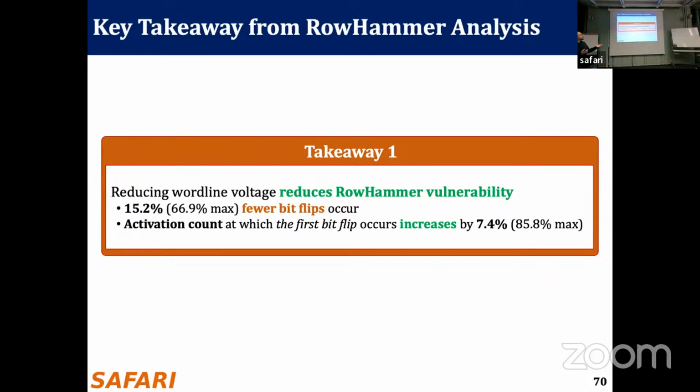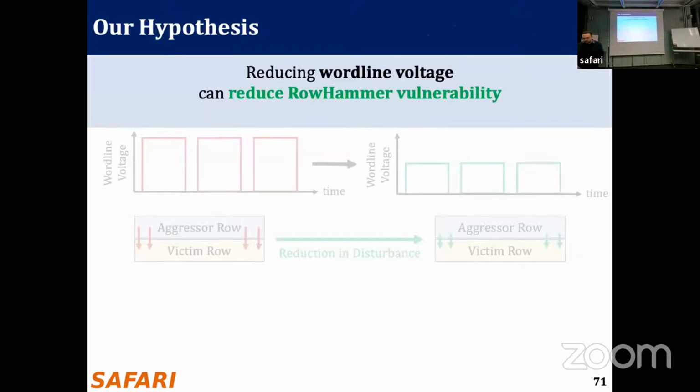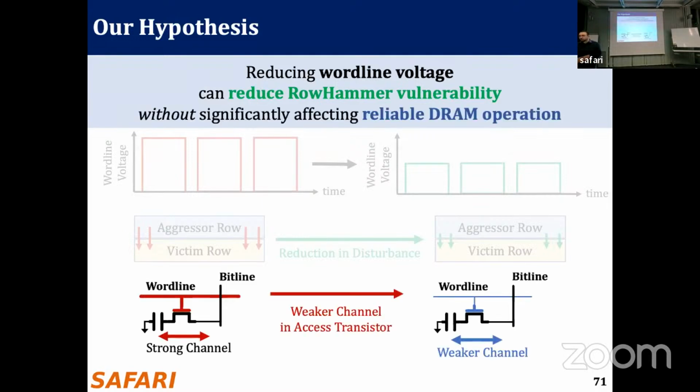So the key takeaway from our RowHammer analysis for reducing wordline voltage is that when we reduce wordline voltage, it reduces RowHammer vulnerability as a dominant trend. So what about the other operations that we perform in DRAM chips? Because there was this chance of creating a weaker channel, and it can potentially affect the reliability of the DRAM chip.